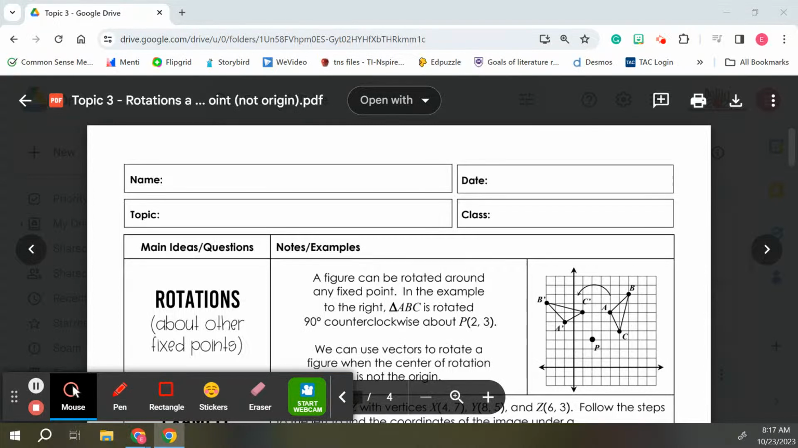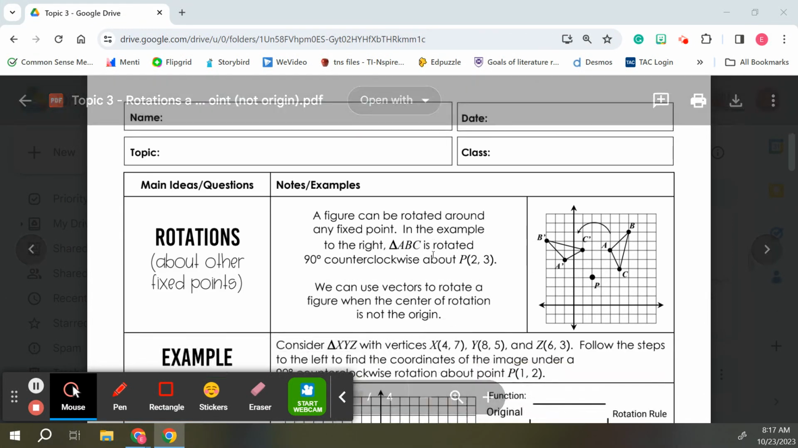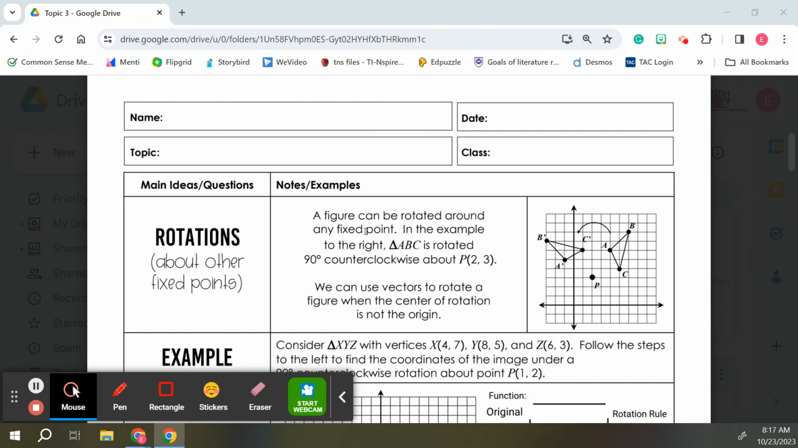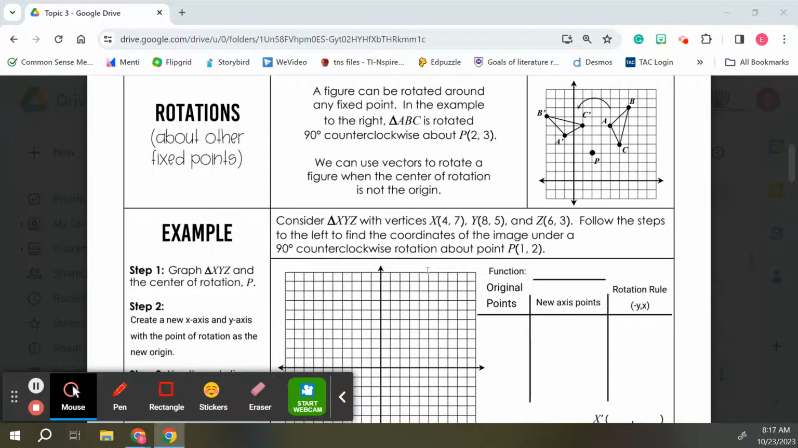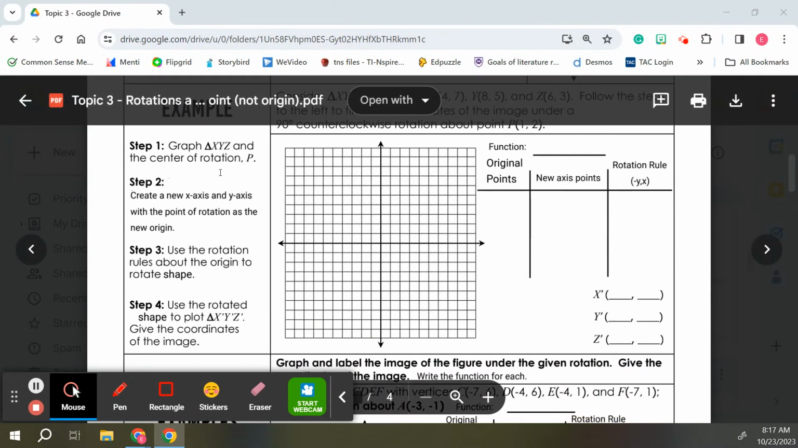Okay, so today we are on rotations about other fixed points. It says a figure can be rotated around any fixed point. In the example to the right, triangle ABC is rotated 90 degrees counterclockwise about the point (2, 3). We can use vectors to rotate a figure when the center of rotation is not the origin. All right, so here is an example, and here are the steps.